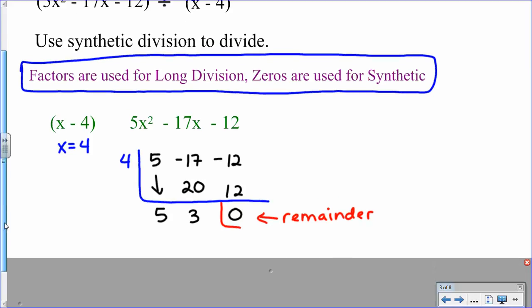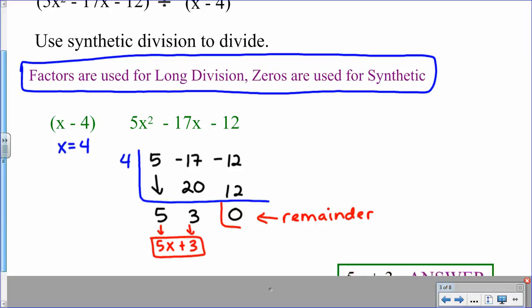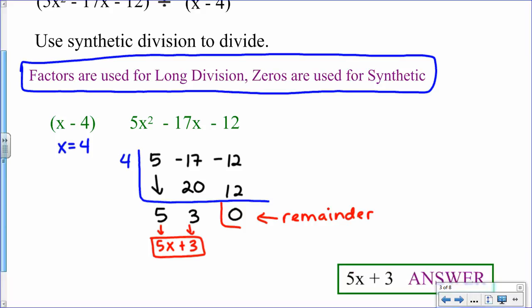Then to write your answer, start here. Start with the number next to the remainder, because that's constant. So it goes constant and then x. If there were 3 other numbers, it'd be constant, x, x squared. So you just go least to greatest, but starting on the right. So this is 5x. That's a positive 3, so plus 3. Since there's not a remainder, this is my answer. 5x plus 3.